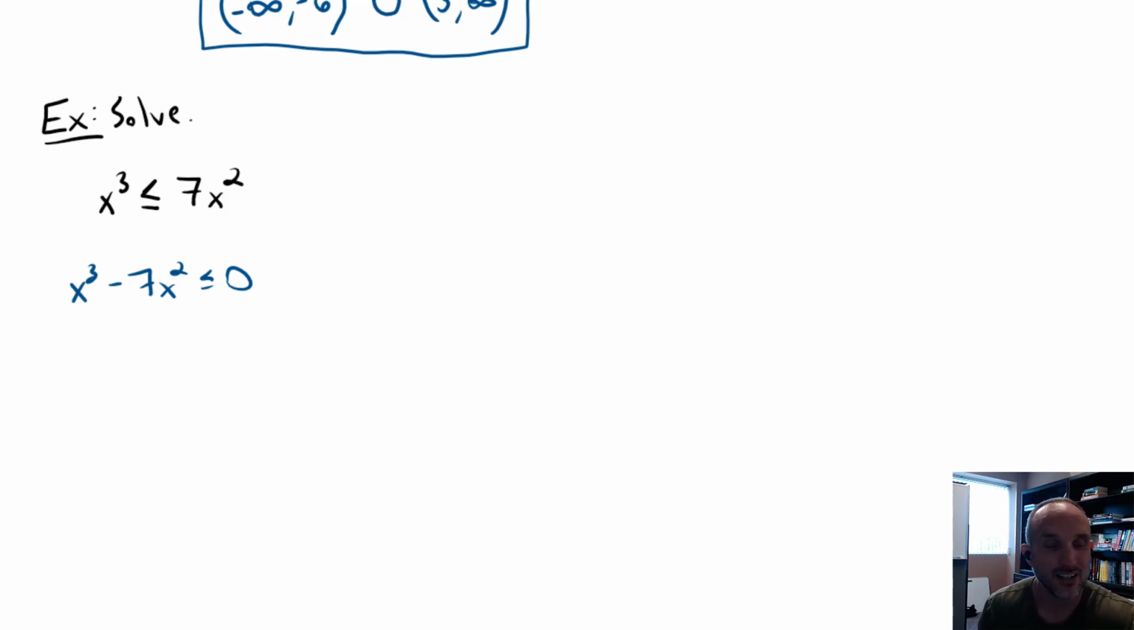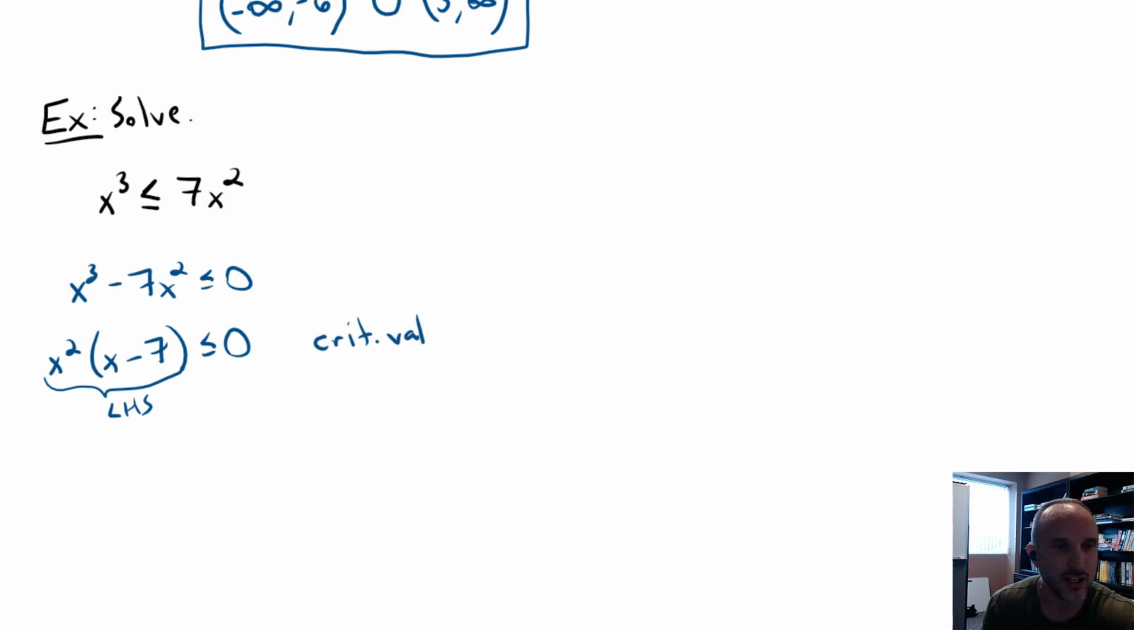Now, the other side, we need the critical values. To find the critical values, we should factor it if we can. So factoring this, I can pull an x squared out, leaving behind an x minus 7. So this guy right here is going to be our left-hand side we'll use on our number line chart. And we can see that the critical values, the values that make x squared times x minus 7 equals 0, well, x could be 0 or positive 7.